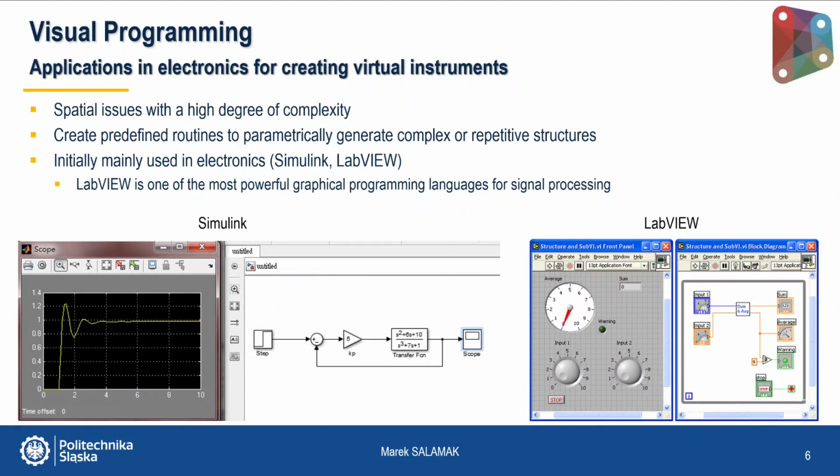Architecture and engineering are particular areas of use for these languages. Highly complex spatial issues are easier to model using graphical programming, creating predefined procedures for parametric generation of more complex or repetitive structures. Initially, the development of these tools concerned only narrow specializations, mainly in electronics, like Simulink or LabVIEW. Created by National Instruments, LabVIEW language is currently one of the most powerful graphic programming languages used in digital signal processing.